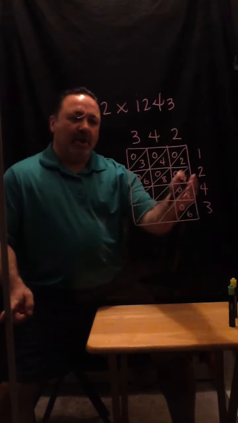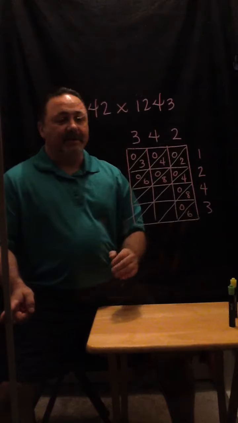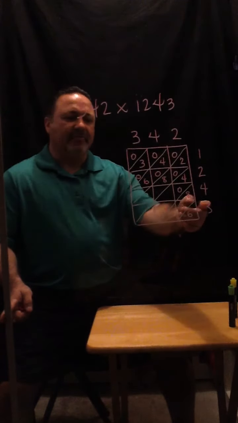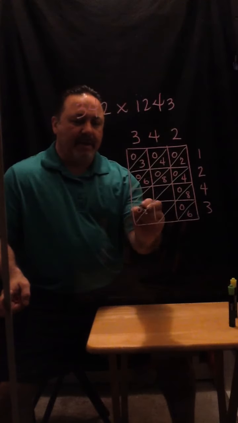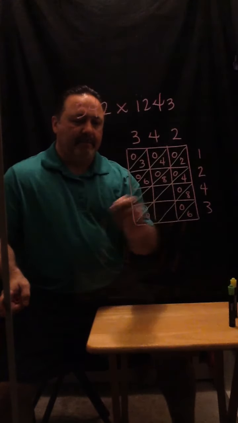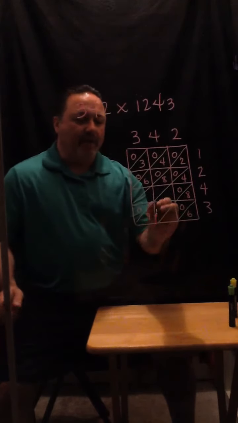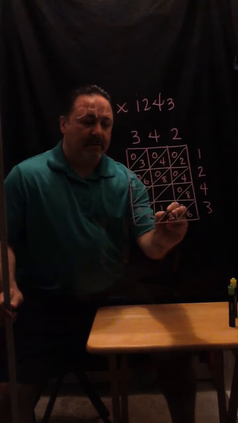Now, you want to do 4s or you want to do 3s? Up to you. Let's do the 3s. I know 3 times 3, so let's go ahead and address that. 3 times 3 here is 9, so that answer is 0, 9. Let's do 3 times 4 now. 3 times 4 is 12, so 2 digits, 12.